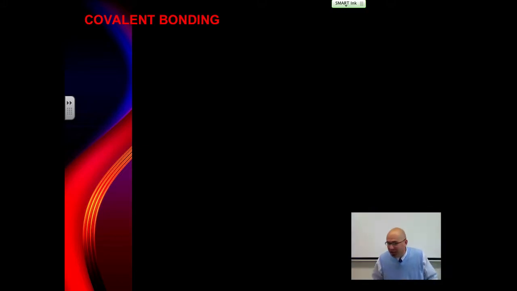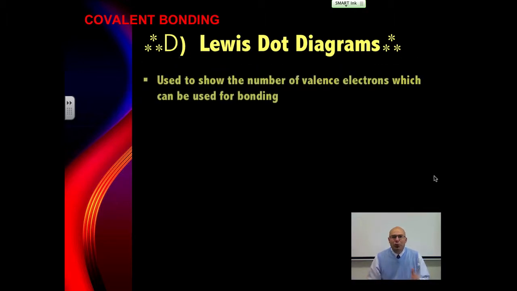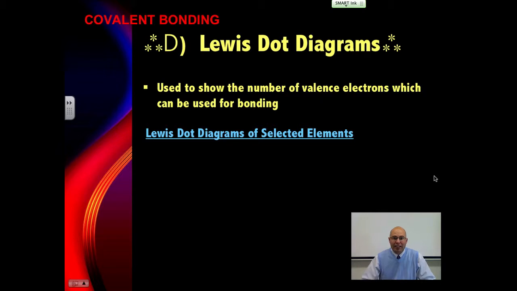Thank you. All right, so we're now going to take a look at covalent bonding, okay, so for the sharing. And here's where we get into some of the new stuff. And I think one of the real keys is looking at Lewis dot diagrams. And what are Lewis dot diagrams? Well, they're used to show the number of valence electrons which can be used for bonding. You kind of saw me do it real quick at the beginning, but Lewis dot diagrams just show you how many valence electrons are used for bonding.